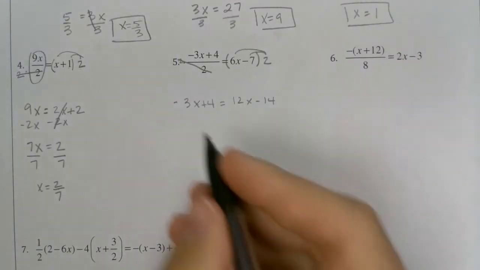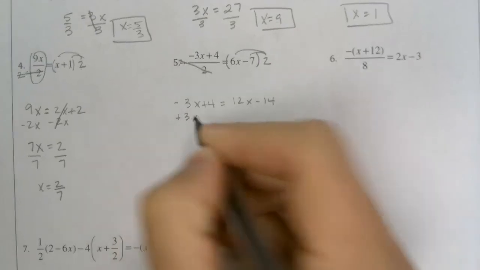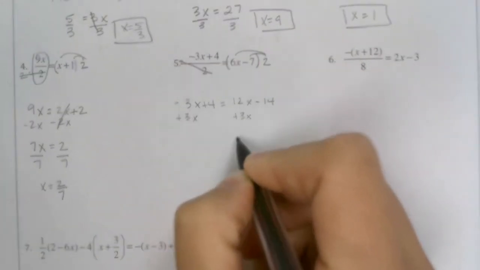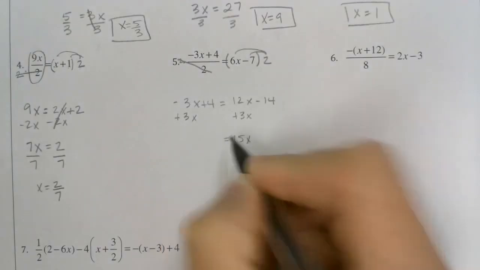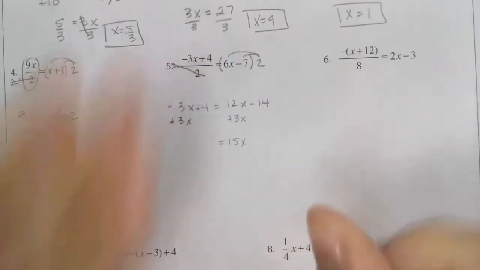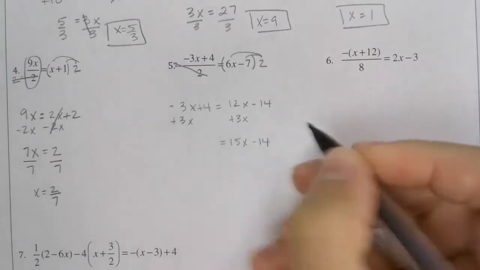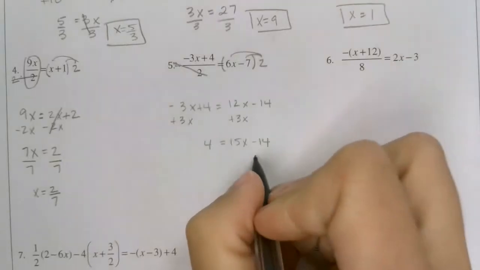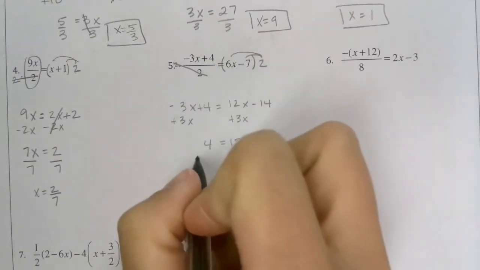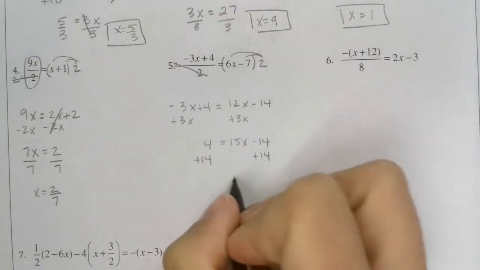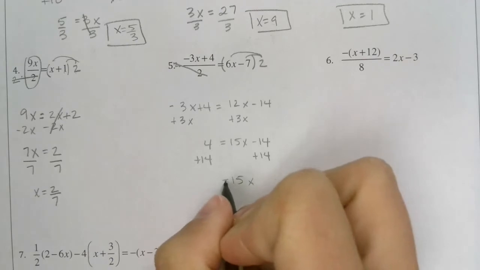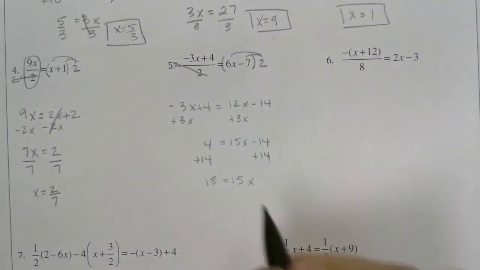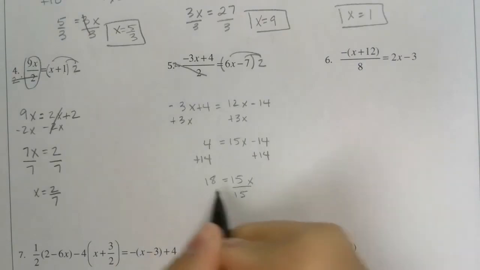I'll get x's on one side, so I'm going to go ahead and add my 3x. So I'd have 15x. Oops, 15x minus 14. Still have my 4 over here. And then I'm going to go ahead and add 14. Okay, we're going to get that x by itself, so we're going to divide by 15.